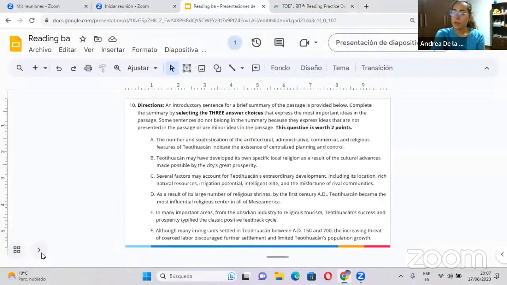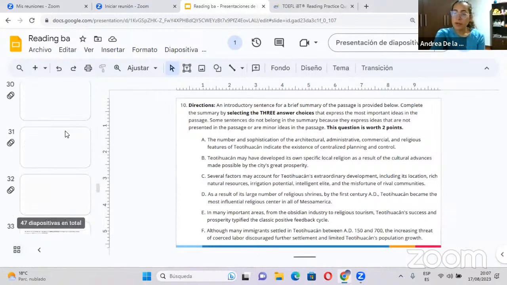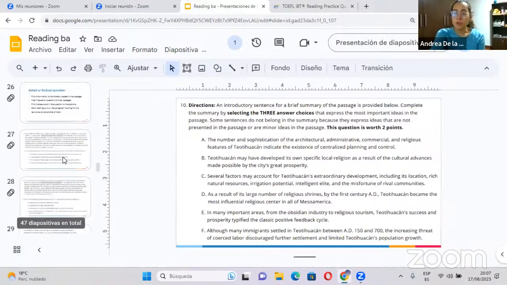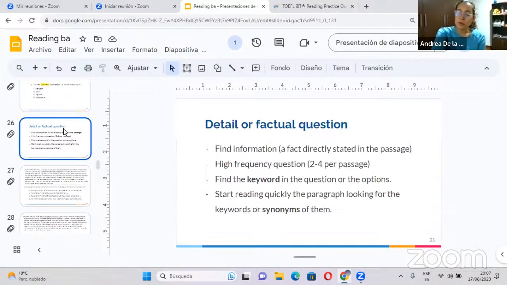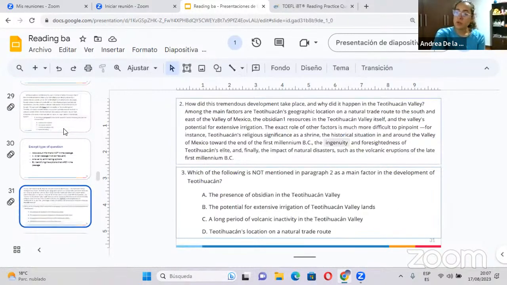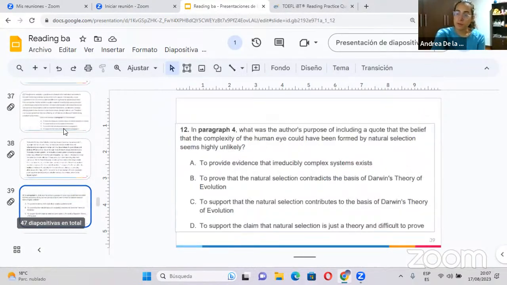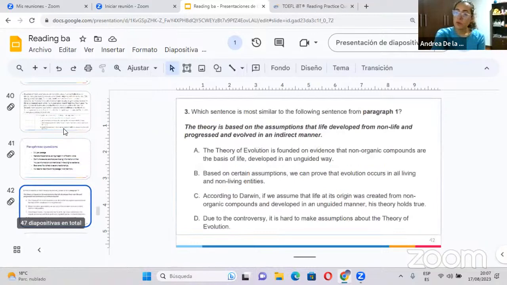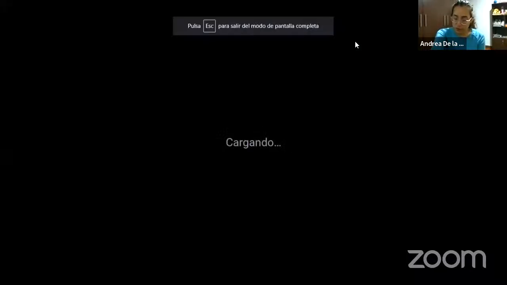Okay, so today we're going to continue working on the reading section. During our last classes, we've been looking at the different question types we have. And so far, we've covered detailed questions, except questions, inference, purpose, and paraphrase, if I'm not mistaken. So we will continue today, starting with reference questions.